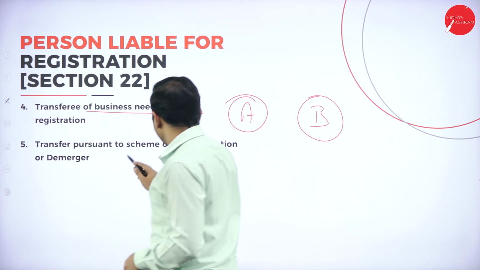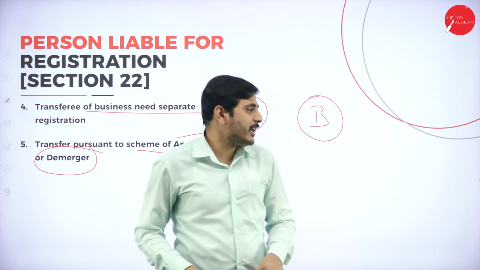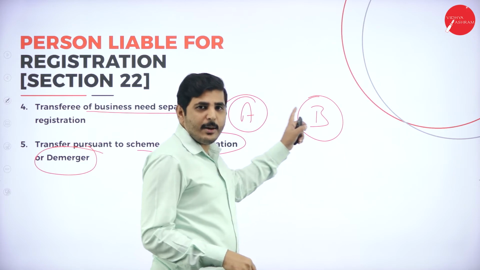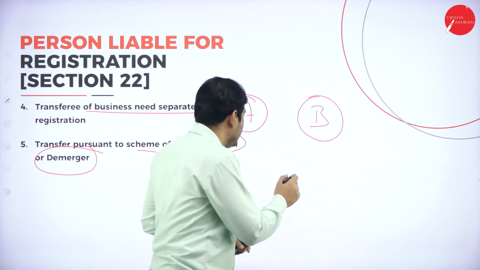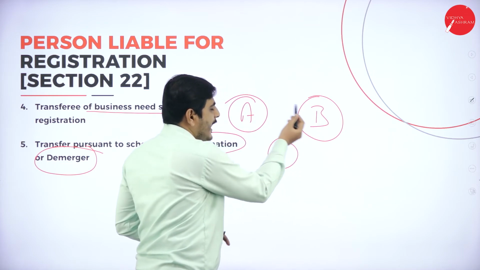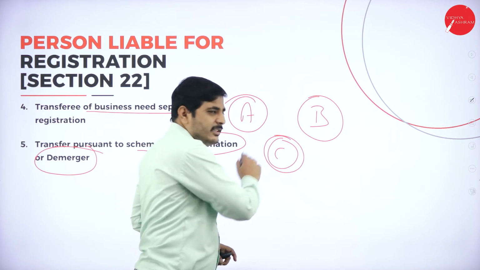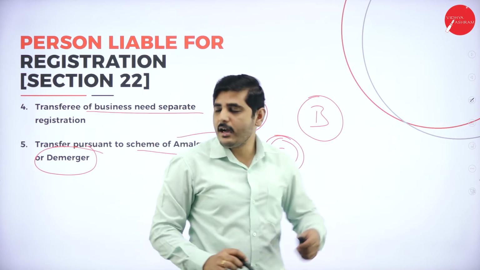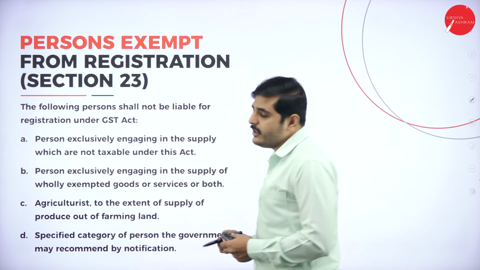Next point, in case of amalgamation and demerger also, we have to get registered. Let's assume A and B companies are amalgamating, and it becomes a new company called C. A and B's registration will get cancelled and we have to come up with company C's registration. Next point, persons exempt from registration.